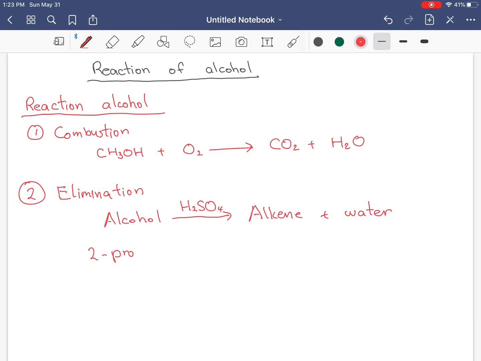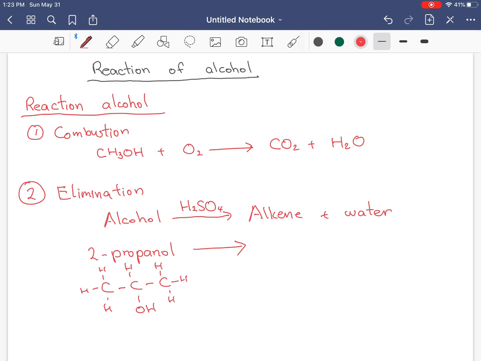So you have 2-propanol. What would you get from this? So let's draw 2-propanol. Here's 2-propanol. Let me draw these H's.